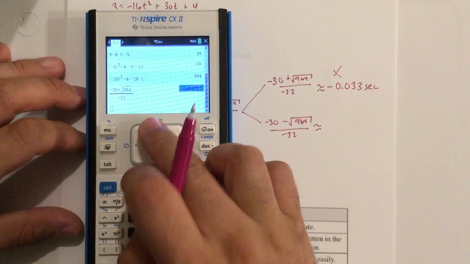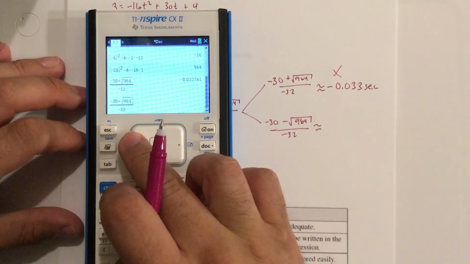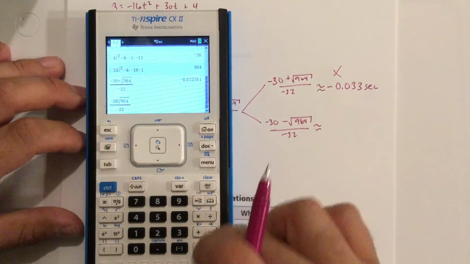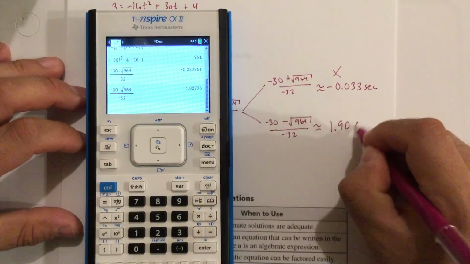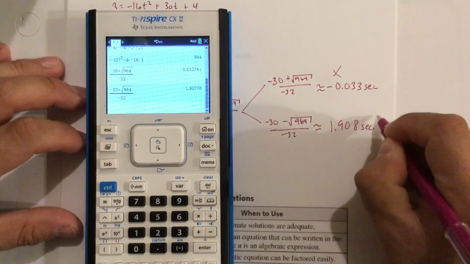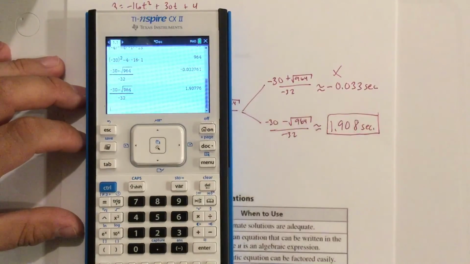So here I just arrow up twice, highlight it, hit enter, and go to that plus sign and change it to a minus. And 1.9077 becomes 1.908 seconds, and that is the positive answer I'm looking for there.